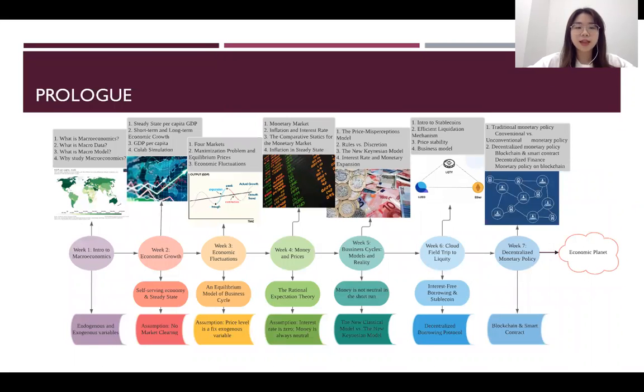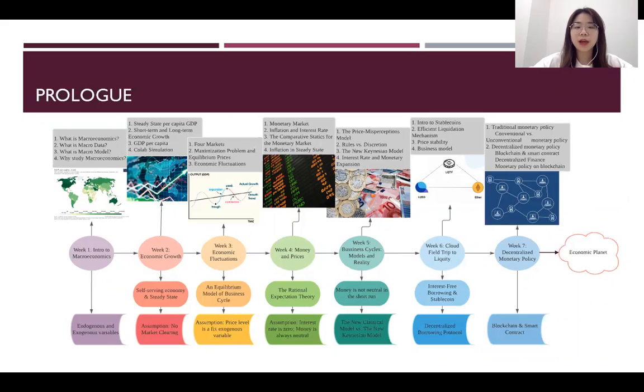So, during the 7 weeks, we made such a lucid chart. In week 1, we are introduced to macroeconomics. What are macro models? What are macro data? And so on. In week 2, we address the economic growth without market clearing. We make the self-serving economic model. The conclusion is that no matter what economic level a country starts from, they will catch up in the end.